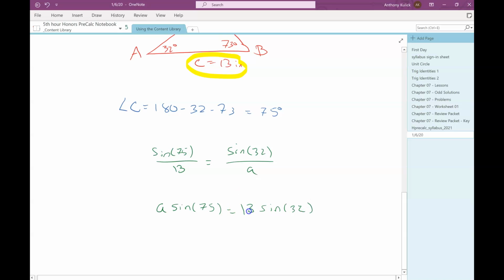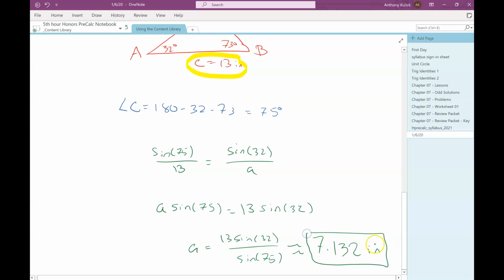So we cross multiply, and then we divide by sine 75. And when I type this into my calculator, what mode would I want to make sure that my calculator is in? Degree mode. How do I know that I need to be using degree mode versus radian mode? Yeah, in the problem, the angle measures we were given were in degrees. So they told us in the question. So there's my side length for A.